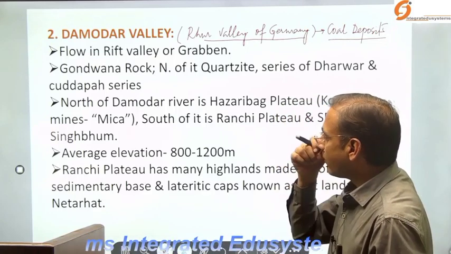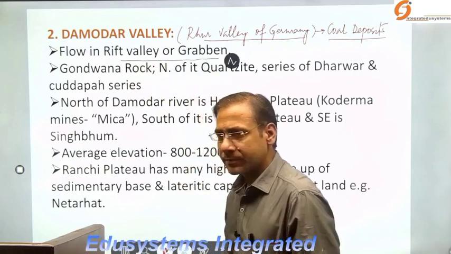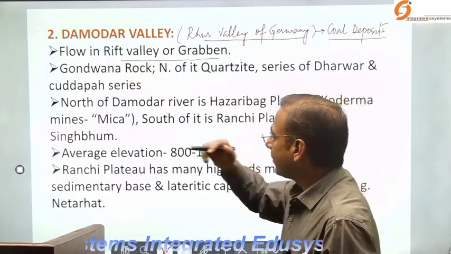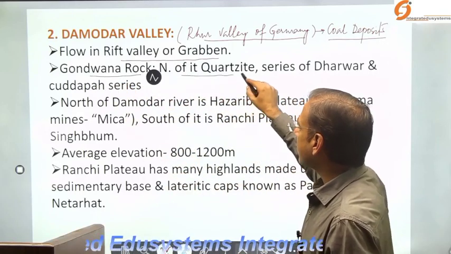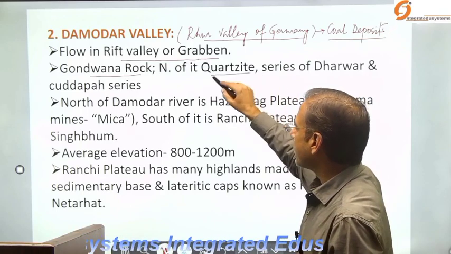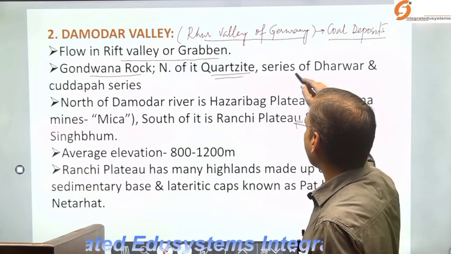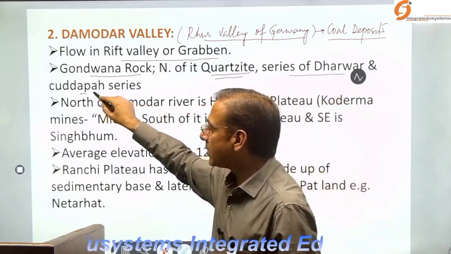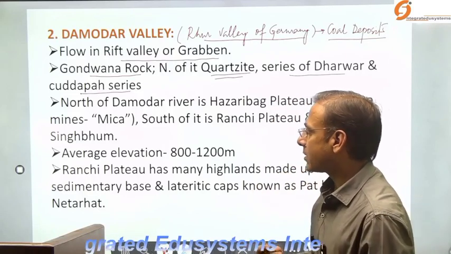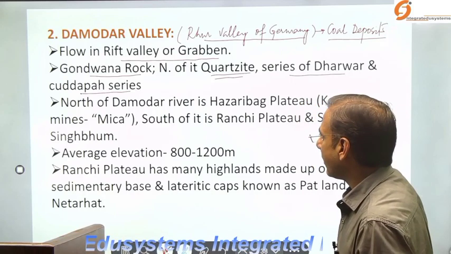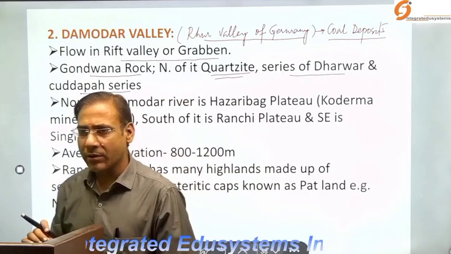So Damodar is flowing in a rift valley or the graben, and the rocks are of Gondwana period. Okay, north of it is quartzite. Quartzite is present north to the Damodar valley, and a series of Dharwad as well as Kadapa rock series are also present in this region. Try to recall the classes what I have discussed earlier. So this Damodar is very unique, because it is flowing in a rift valley or the graben.